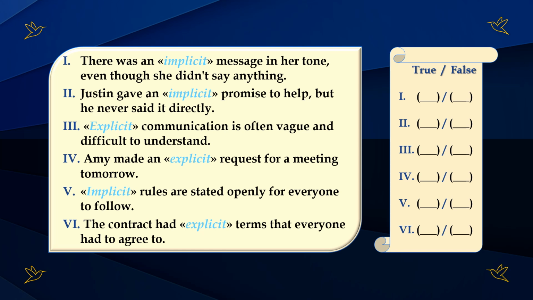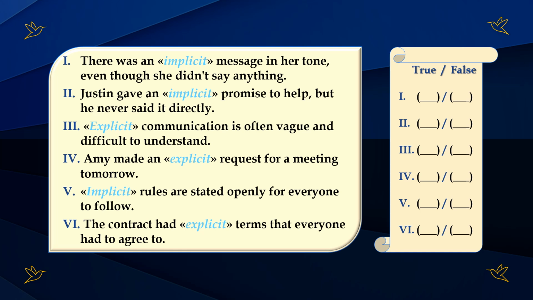Answer each true or false question, based on the meanings and examples you reviewed. This will help reinforce your understanding of each form and its correct usage. 1. There was an implicit message in her tone, even though she didn't say anything. 2. Justin gave an implicit promise to help, but he never said it directly. 3. Explicit communication is often vague and difficult to understand.